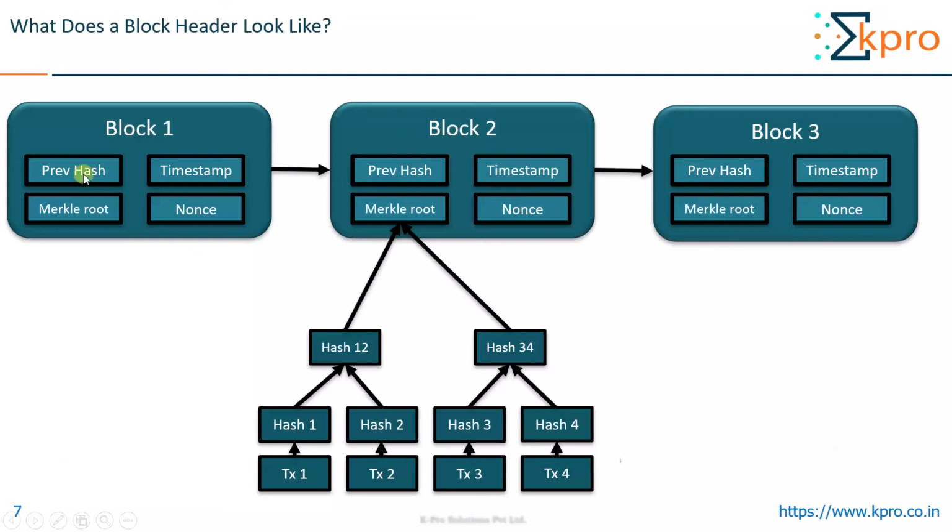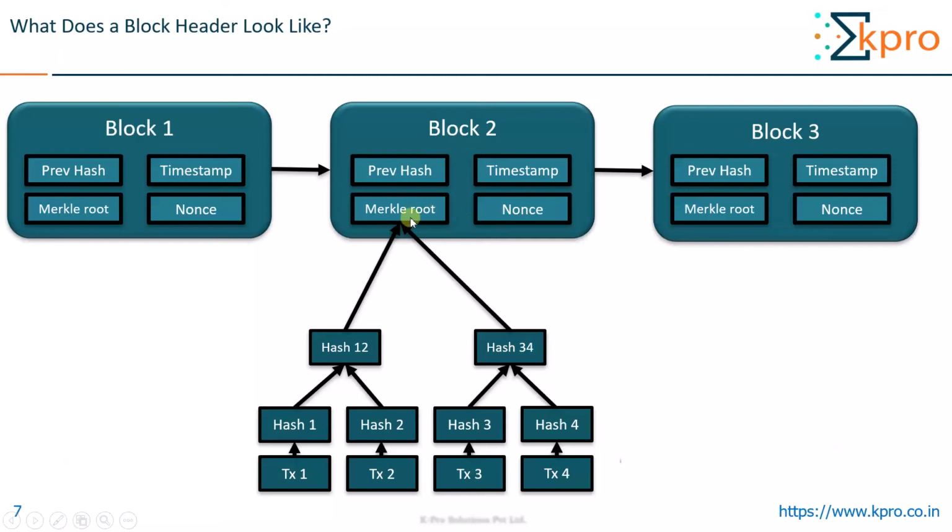So let us consider there are three blocks, that is block 1, block 2, block 3 with the block header. There are some more fields which I have not mentioned just for the sake of simplicity. So there are some other fields like version number, difficulty, etc. But just for the sake of simplicity, I have considered just 4 fields here.